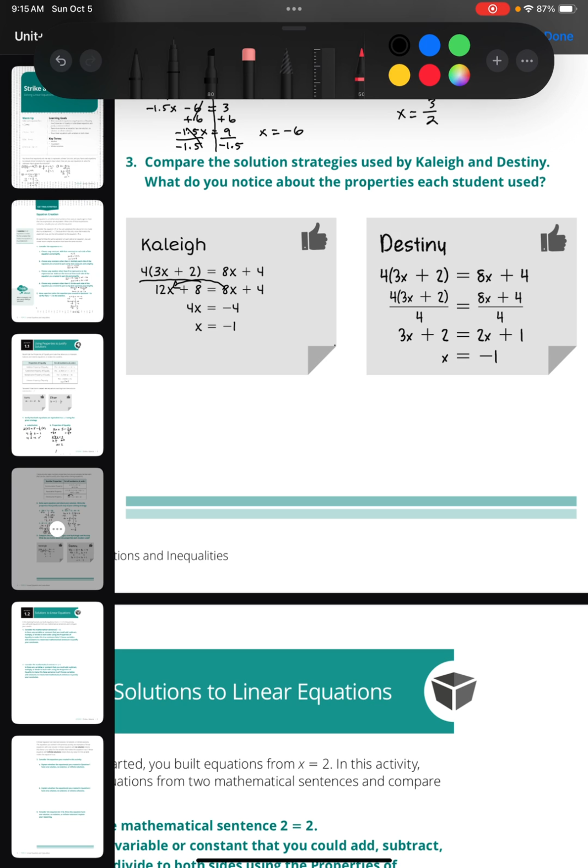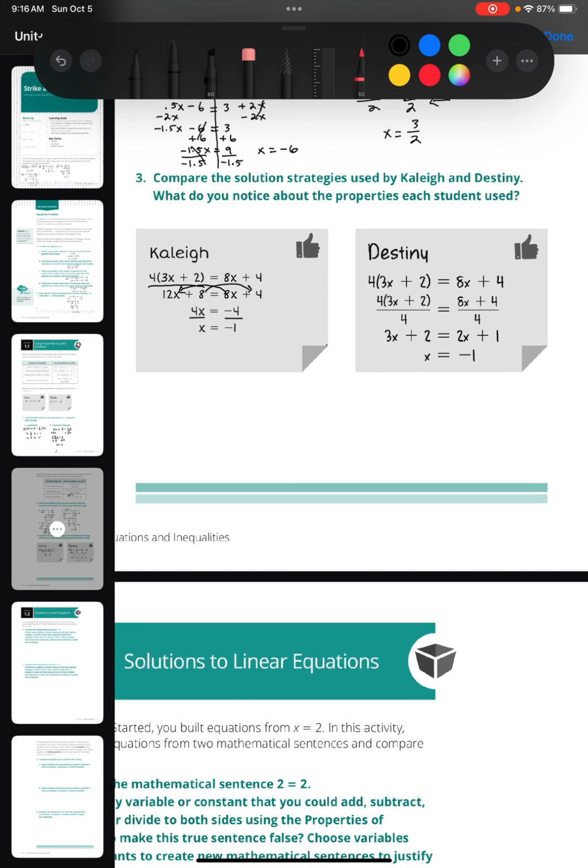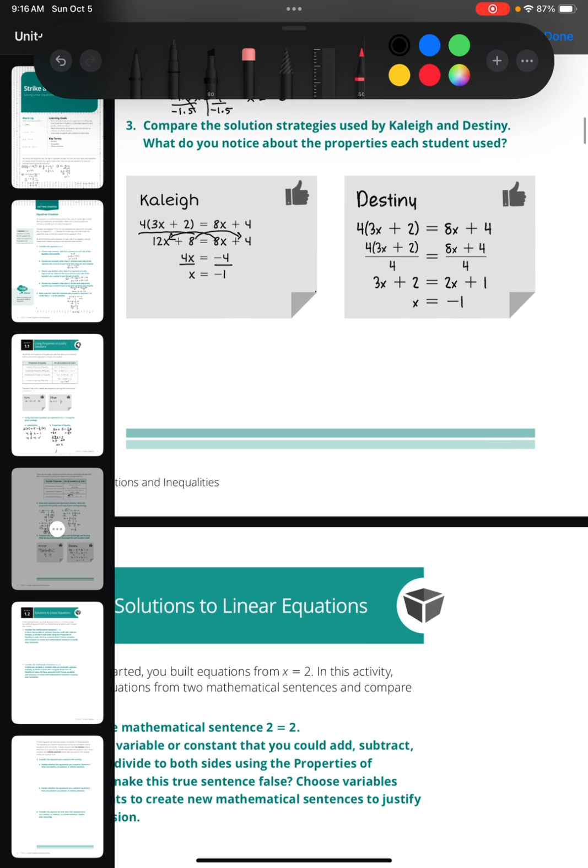And then she did the subtraction property again to move the 8 to the right. 4 minus 8 gave her -4, and 12 minus 8 gave her the 4x. And then last, divided by 4, the division property, to get -1. So she distributed first. Okay, this next one with Destiny, it's showing there's more than one way sometimes to solve an equation. So her first step on the same equation was she divided by 4 on both sides. What that did was it canceled out that 4 in front of the parentheses.